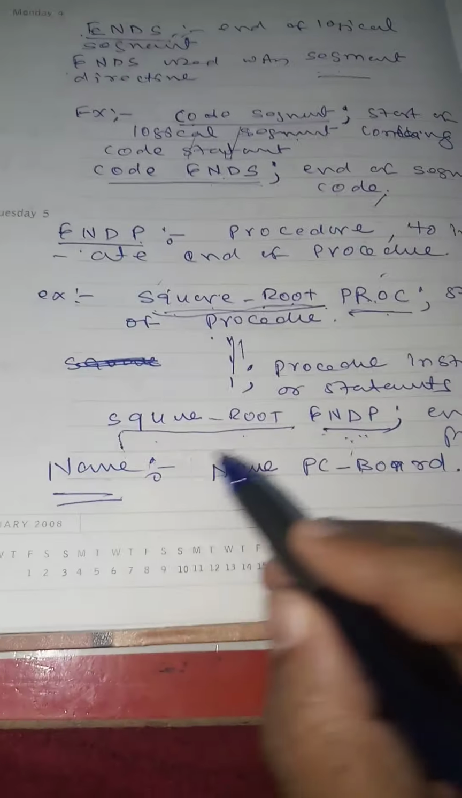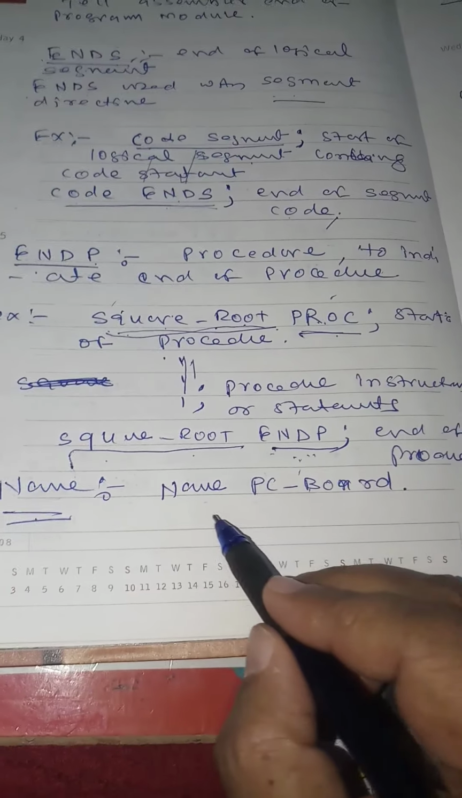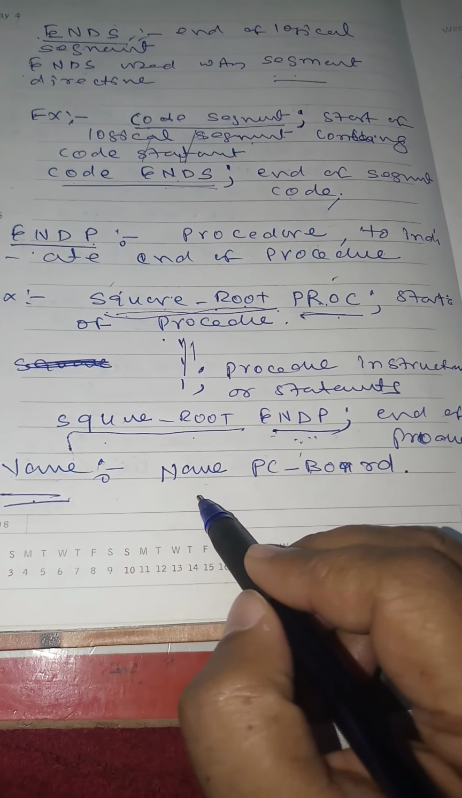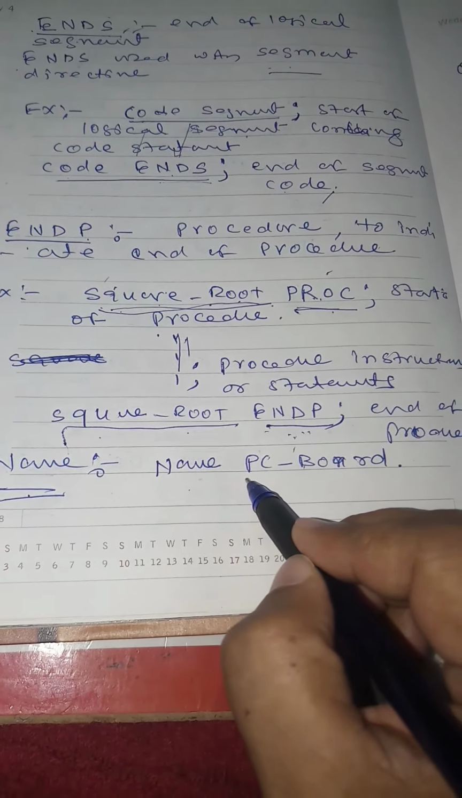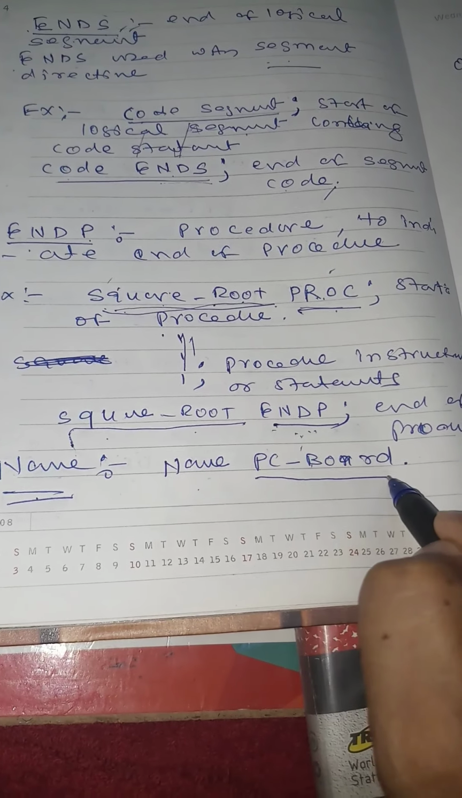Okay, one more directive is called NAME. We can give any name, a variable name, to a program. An example is PC board.